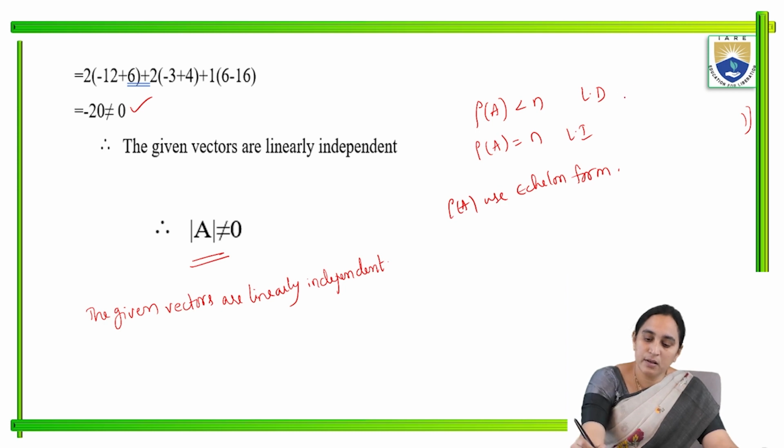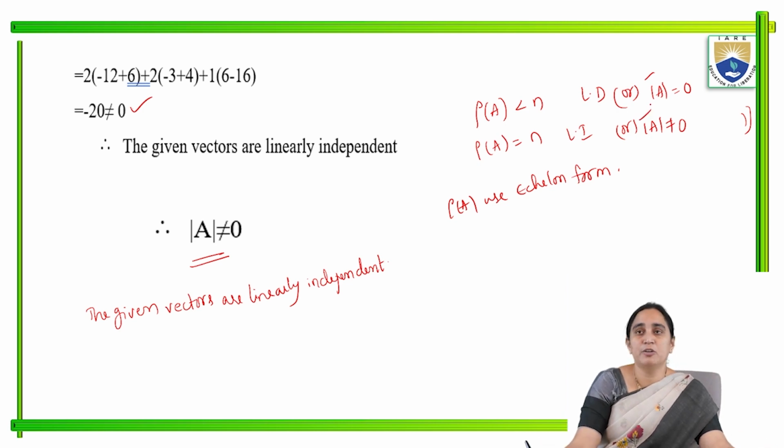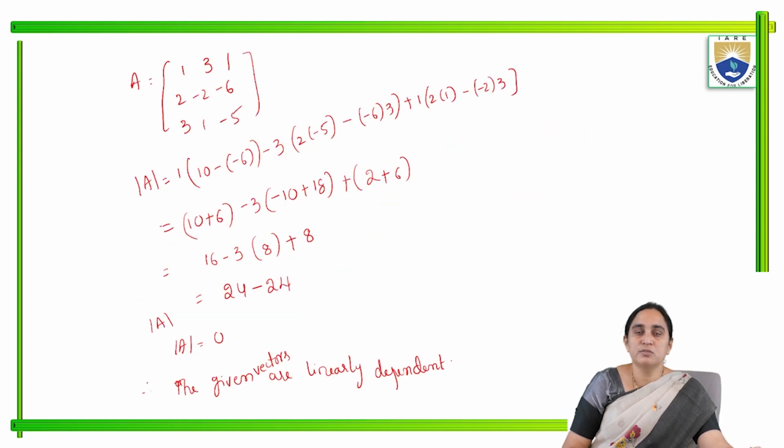Now we discussed the topic with det A equal to 0 and det A not equal to 0. If det A is equal to 0 or rank of A is less than n, the given vectors are linearly dependent. If det A is not equal to 0 or rank of A is equal to n, the given vectors are linearly independent. Now we are discussing two questions from the topic.